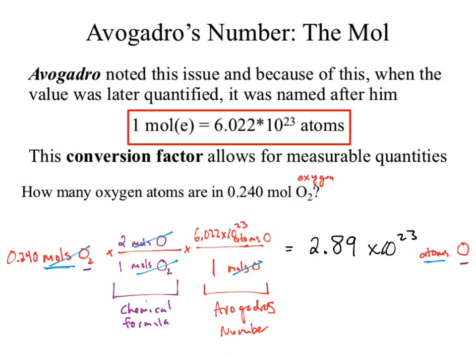If you say you're solving for atoms, but all of a sudden you've got a power of 10 that's a negative, that doesn't make any sense. You screwed up your calculation.